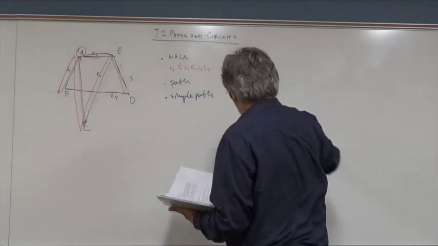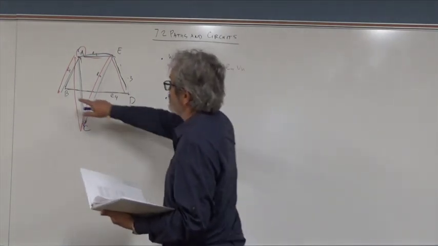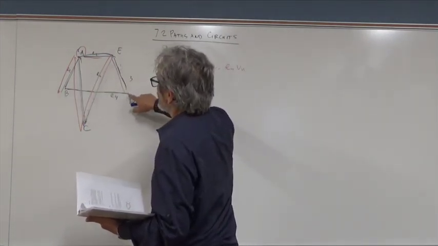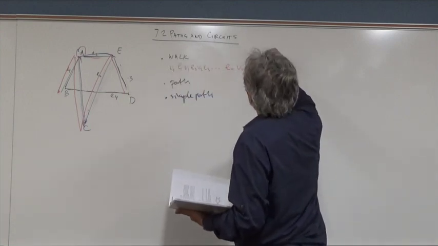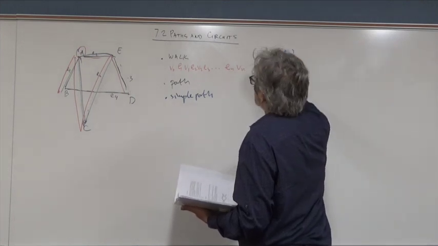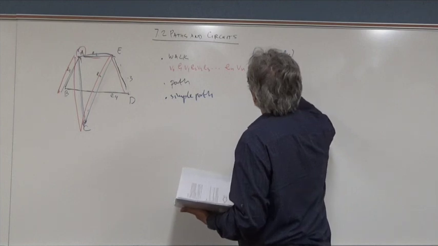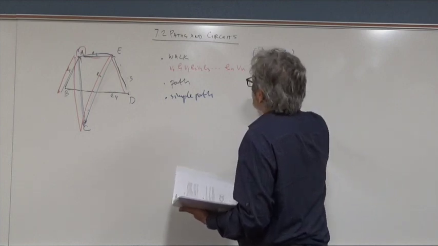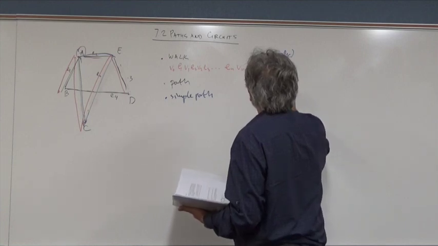And then each of them has the closed version. A closed version is when the beginning of the walk and the end of the walk are the same. So these are not closed. So there's also a closed walk. I have to give an example of that. A closed path is a circuit, and a closed simple path is a cycle.